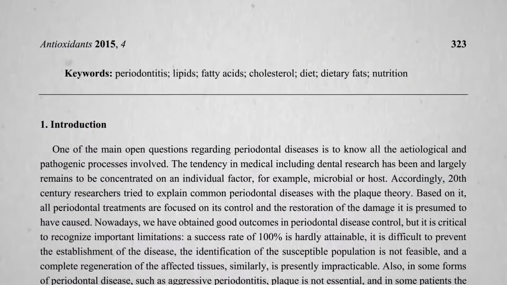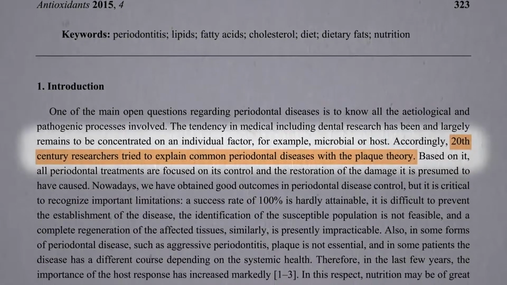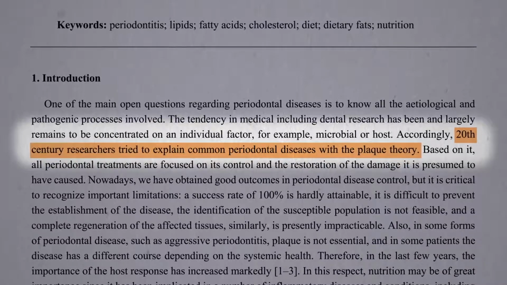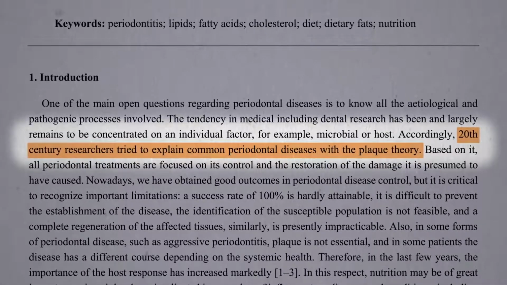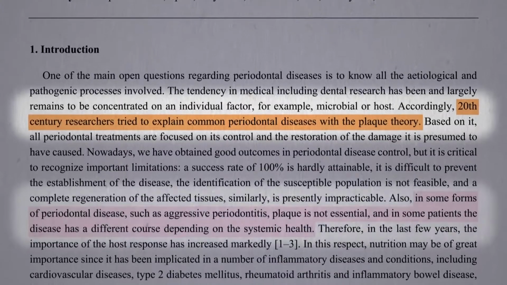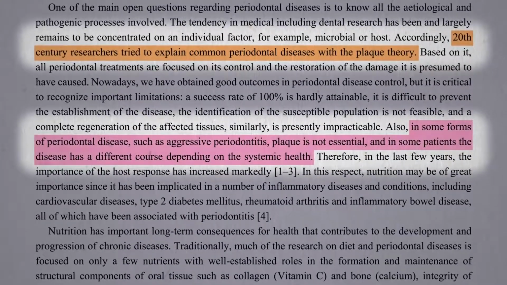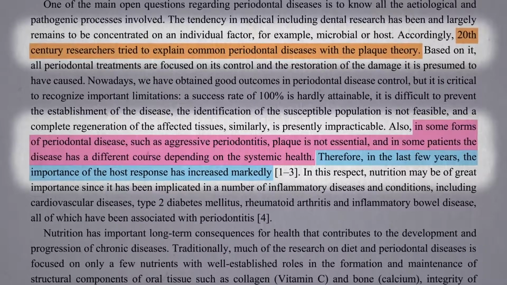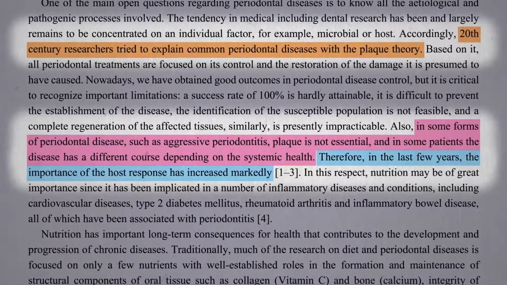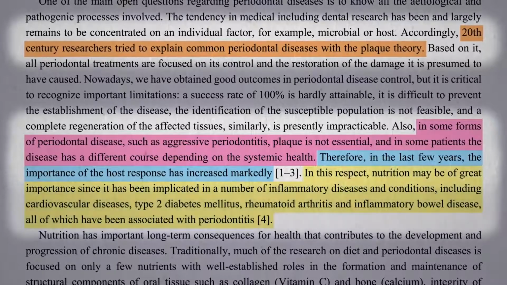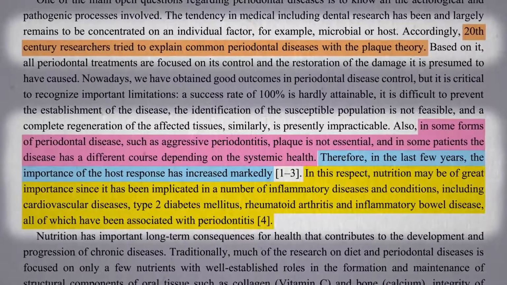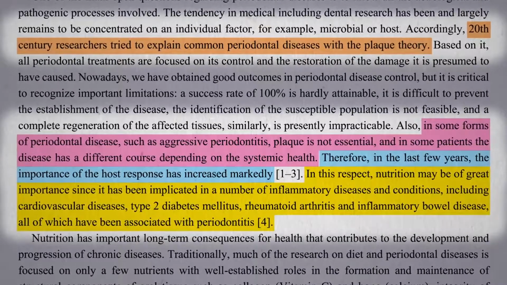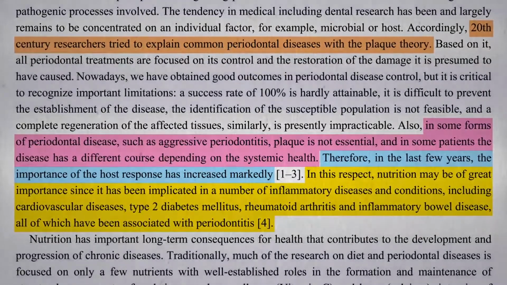The standard explanation of periodontal disease is the plaque theory. The buildup of plaque leads to gingivitis, gum inflammation, which leads to periodontitis, inflammation lower down beneath the gums. But in some forms of periodontal disease, plaque doesn't appear to play a critical role. Therefore, in the last few years, there's been more interest in the importance of systemic health, our body's response. In this respect, nutrition may be of great importance, since it's been implicated in a number of other inflammatory diseases, all of which carry elevated periodontal disease risk.